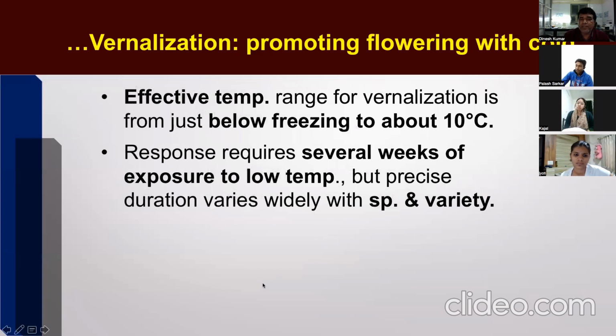Now, the effective temperature range for vernalization is from just below freezing to about 10 degrees centigrade. So this is the range of low temperature for vernalization. The response requires several weeks, or maybe months, of exposure to low temperature, but the precise duration of vernalization varies widely with the species and variety. So the vernalization requirement will vary with the crop and with the variety.